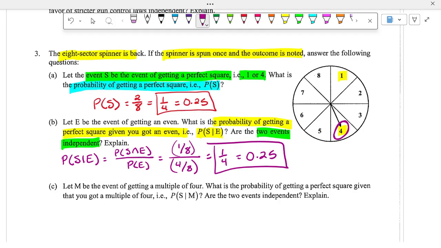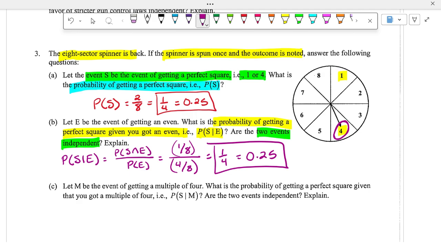So here's the question. Are these two events independent? Can someone define for me what independence means? So we talked about this on Friday. What does it mean for two events to be independent of each other? Look back to notes if you need to. What does it mean for two events to be independent of each other? It doesn't change the probability of an event happening.